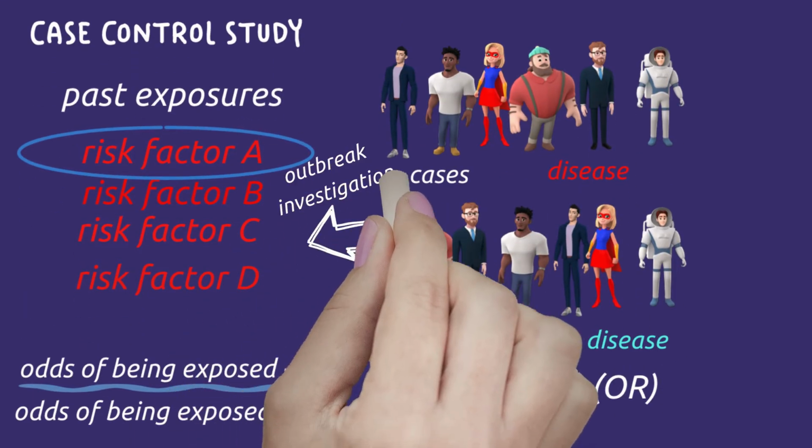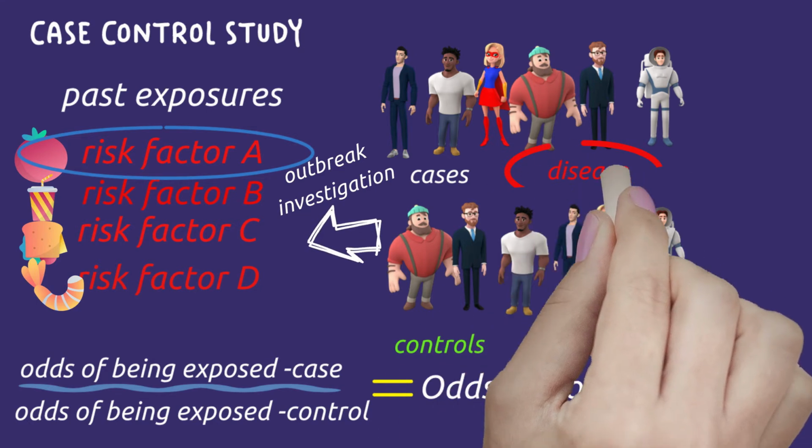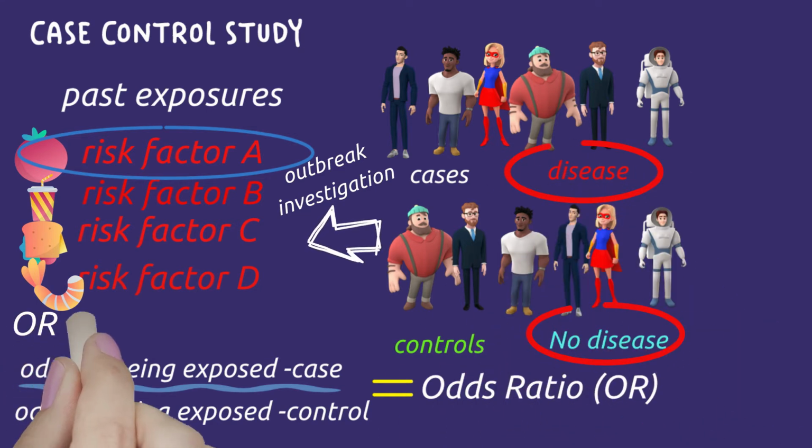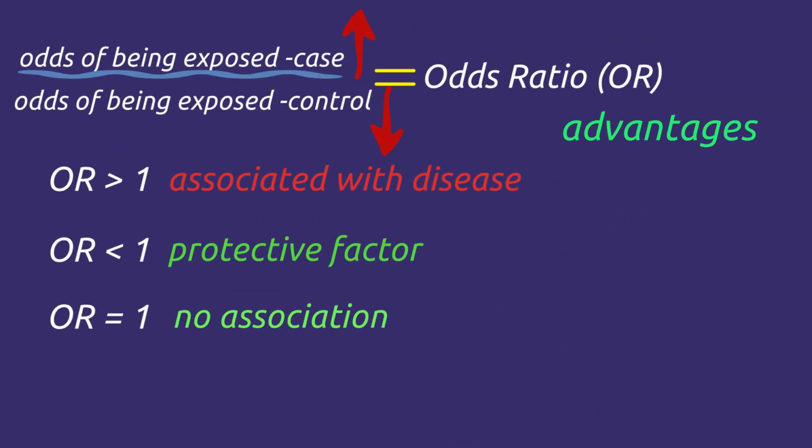Case control studies are commonly used in foodborne outbreak investigation. For example, we can compare the odds of eating different kinds of food between people who fell ill after consuming a meal and those who didn't. If the odds ratio is greater than 1 for a particular type of food, then it's possibly the cause of the illness. A major advantage of case control studies is that they are often quick and cheap to do.